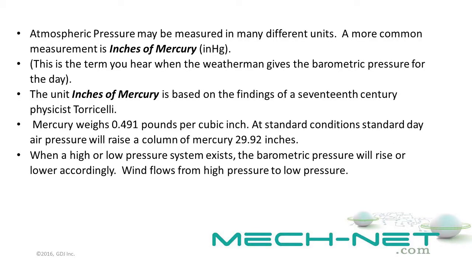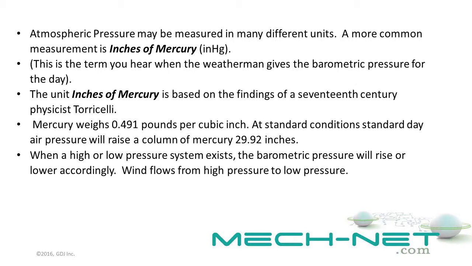Atmospheric pressure may be measured in many different units. A more common measurement is inches of mercury. This is the term you hear when the weatherman gives the barometric pressure for the day. The unit, inches of mercury, is based on the findings of a 17th century physicist, Torricelli. Mercury weighs 0.491 pounds per cubic inch. At standard conditions, standard day air pressure will raise a column of mercury 29.92 inches. When a high or low pressure system exists, the barometric pressure will rise or lower accordingly.